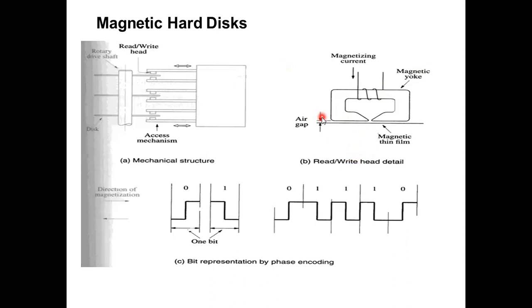This is being required to save the disc from physical wear and tear, so this type of gap is being considered. This is a magnetic thin film, and the magnetized current will read the information from the magnetic disc.